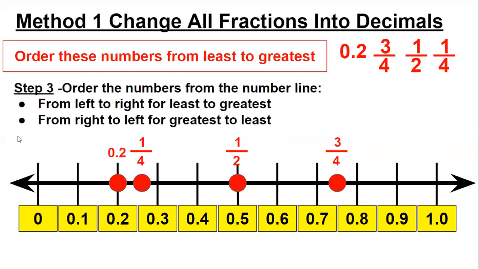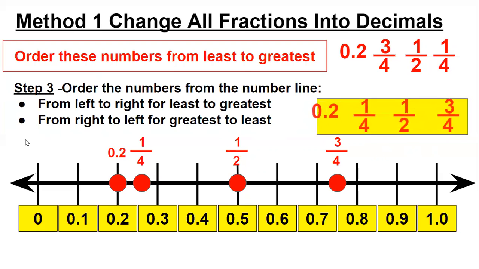So order the numbers from left to right for least to greatest, or from right to left for greatest to least. Since we want least to greatest, we're going to go from left, this is the smallest, to greatest, this is the biggest. So there's your answer. 0.2 is first, then comes 1/4, then 1/2, and then 3/4 is the biggest among those numbers. That is method 1. We changed all of the fractions into decimals.